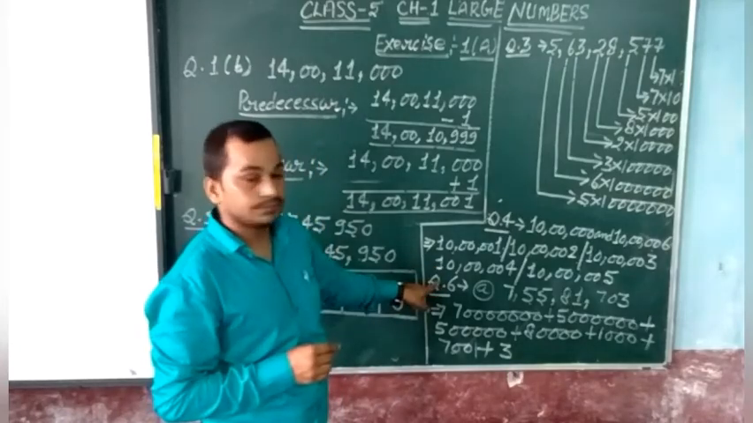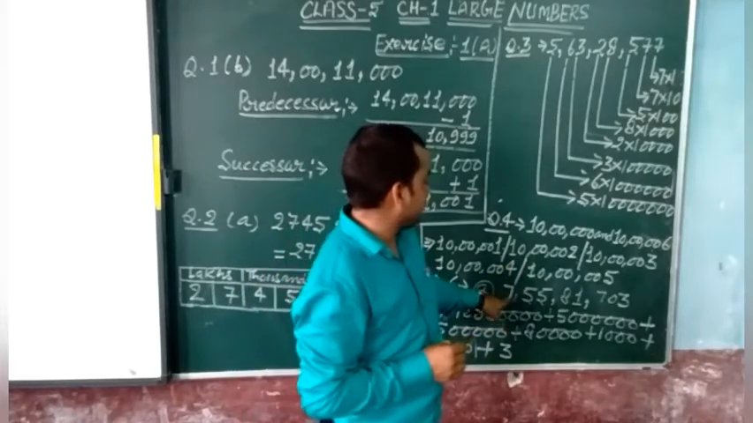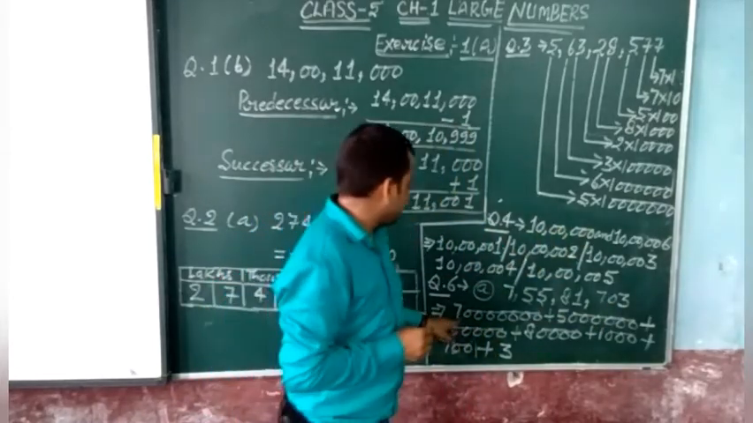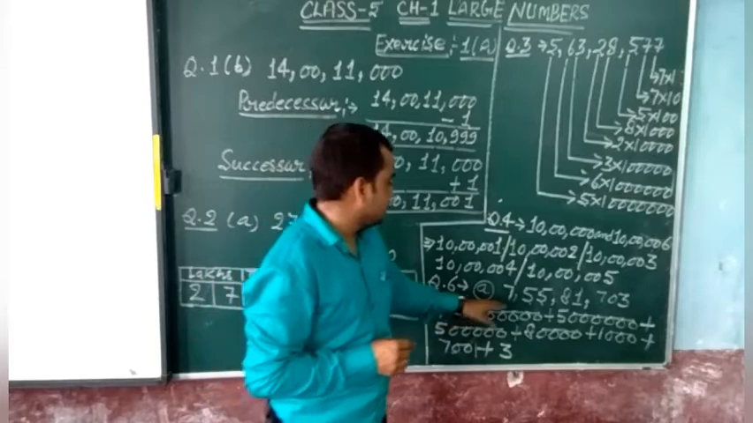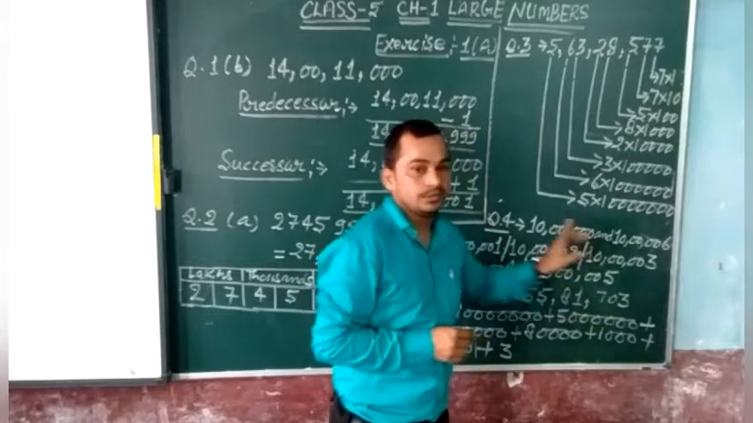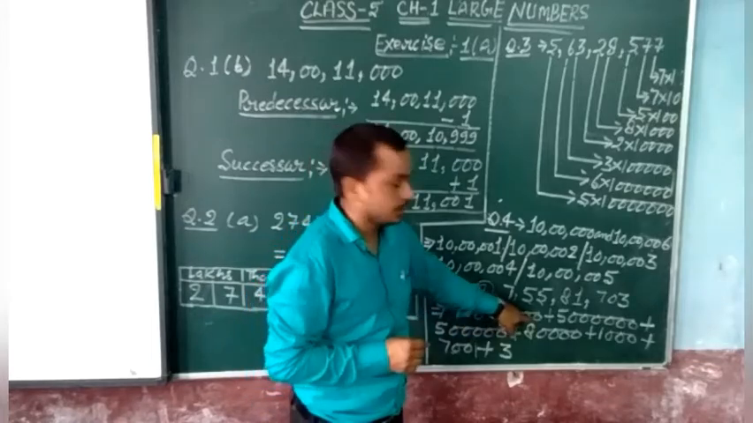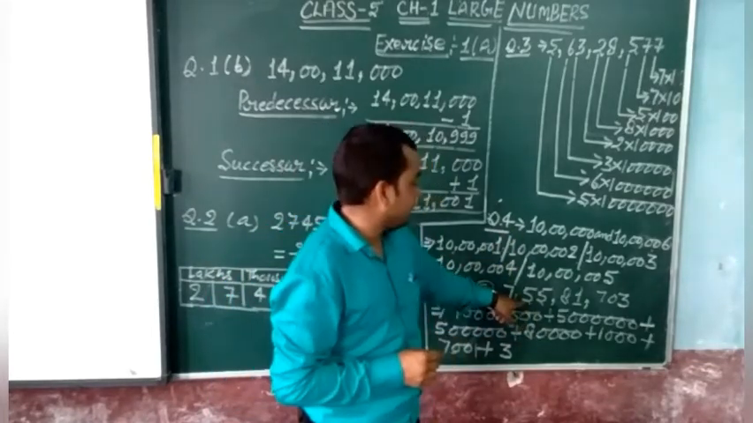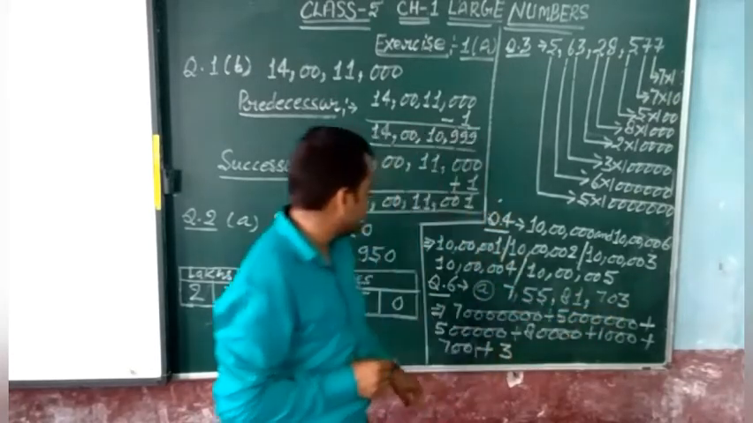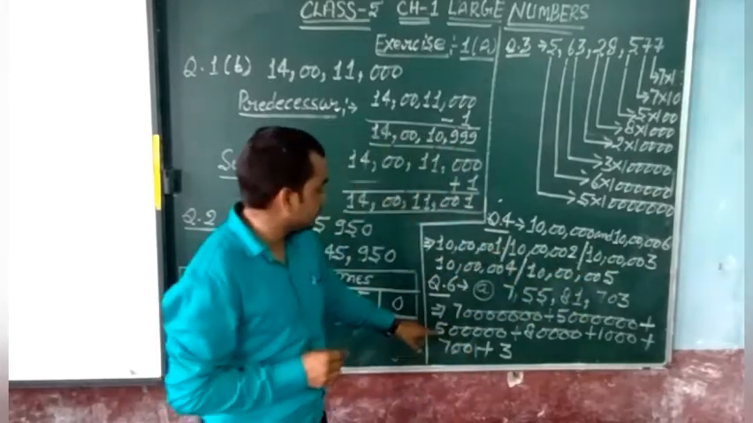Then question number 6, part A. Write the expanded form of 7,55,81,703. So 7 crore: how many digits are after 7? 1, 2, 3, 4, 5, 6, 7. So after 7 we put 7 zeros. Then plus 5, and we have 6 zeros: 1, 2, 3, 4, 5, 6. Plus again 5, and after this 5 we have 5 digits, so we put 5 zeros.